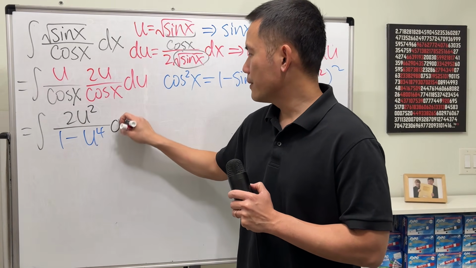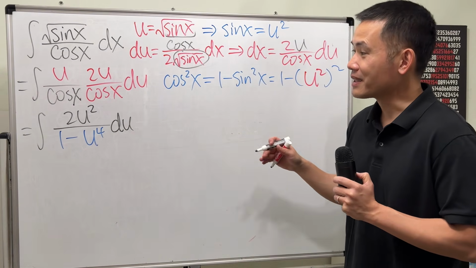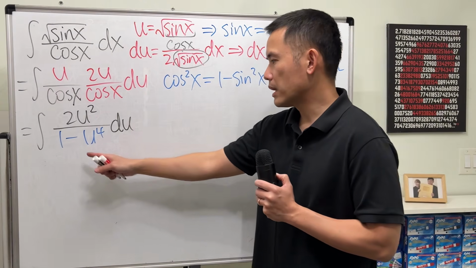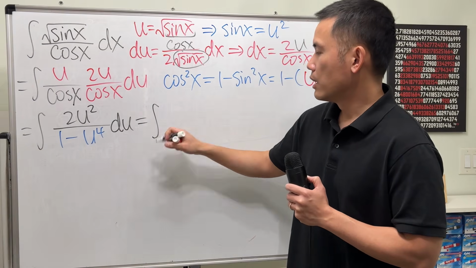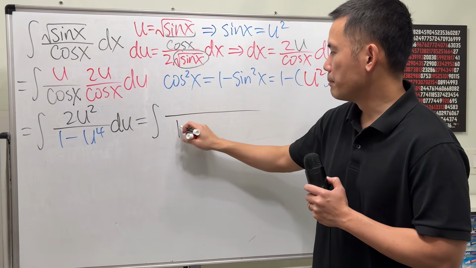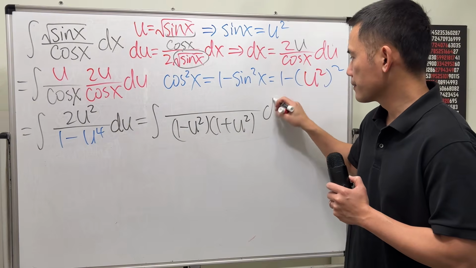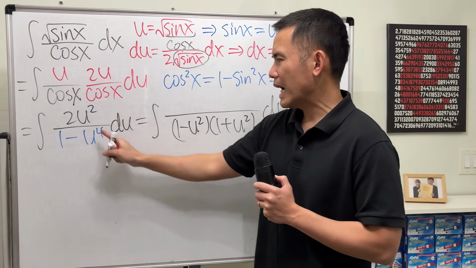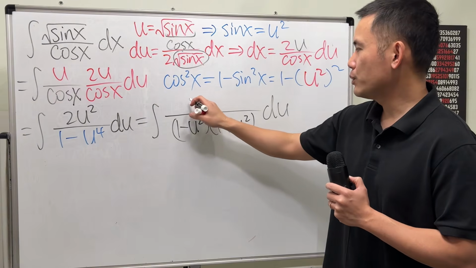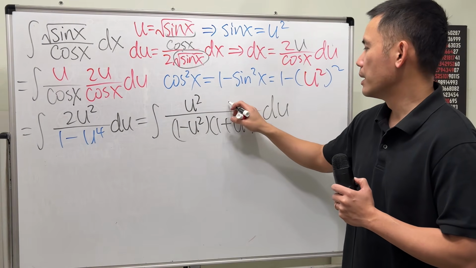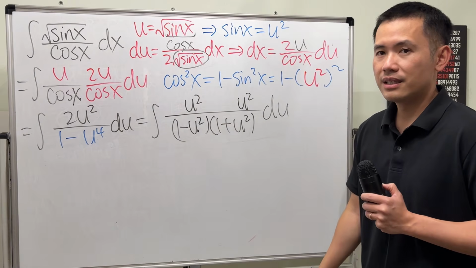Now this looks better because at least we can continue. And notice on the bottom we can factor it rather easily. This is 1 minus u squared times 1 plus u squared. And on the top, we happen to have u squared as well. In fact, 2 of them. Let me write it purposely as u squared plus u squared. Just keep them in mind, there's a plus.